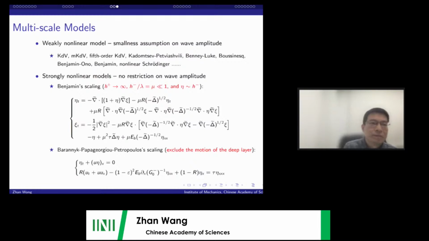Based on the method that we proposed, various kinds of weakly nonlinear models, if imposing a smallness assumption on wave amplitude, can be derived. It is also possible to derive strongly nonlinear models without a restriction on wave amplitude. For example, we derived 2 strongly nonlinear models for one layer shallow and the other layer deep, very similar to the Benjamin equation, but we didn't impose a smallness assumption on the wave amplitude.